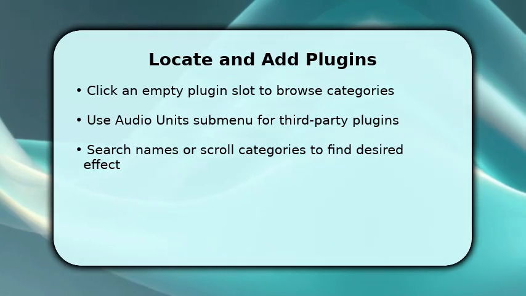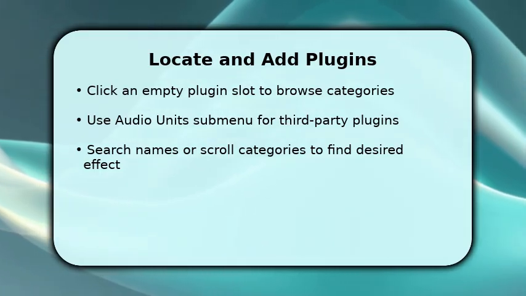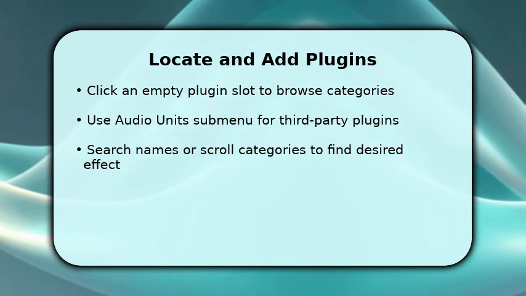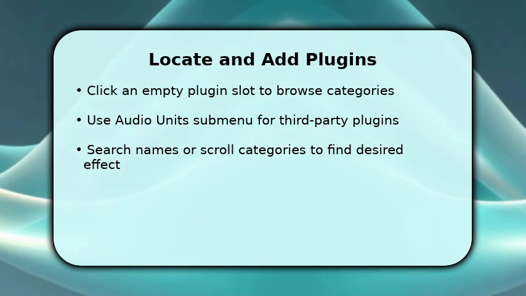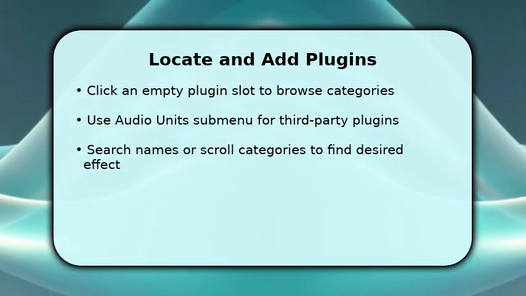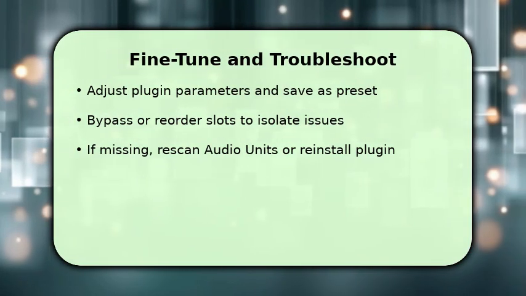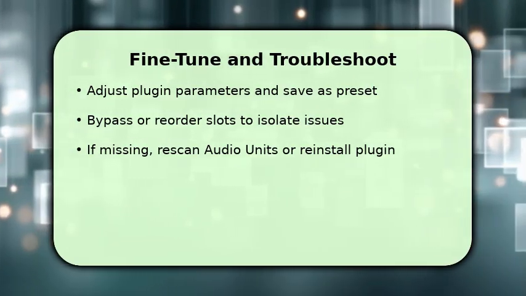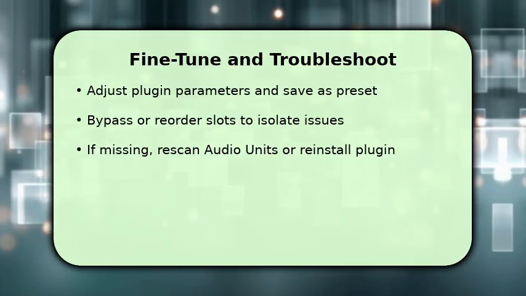Make sure to chain multiple plugins in slots. This order affects tone and processing, so experiment by swapping or bypassing to hear differences. You'll now tweak parameters until the sound fits the mix and save presets for later. Once done, use bypass and reordering to compare processing paths. This helps identify the best signal chain.